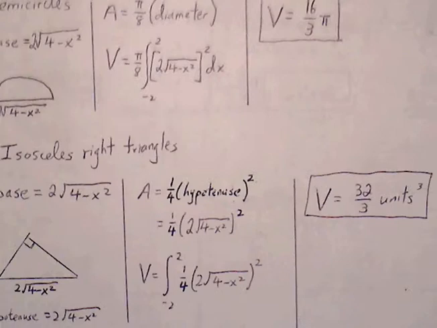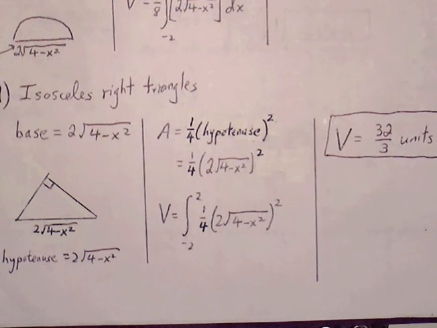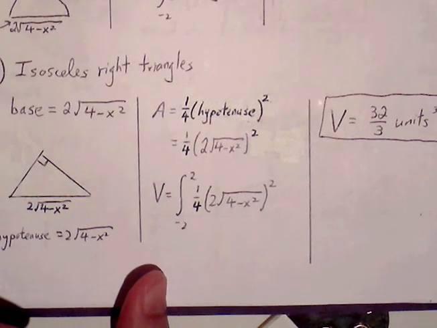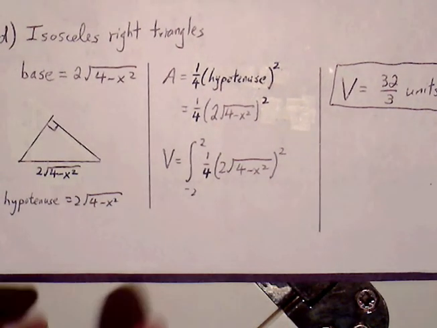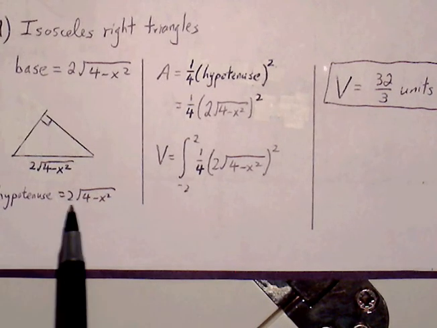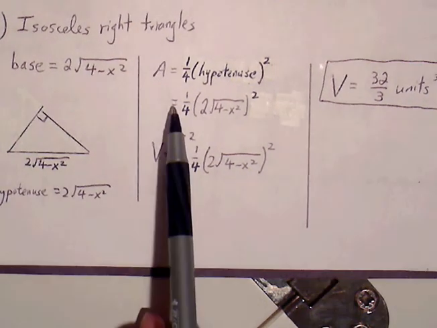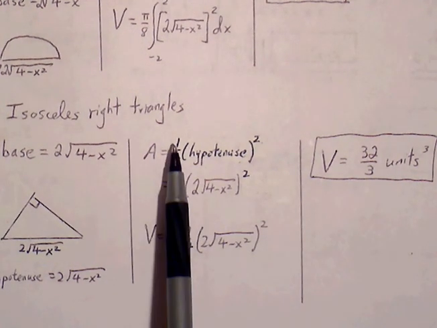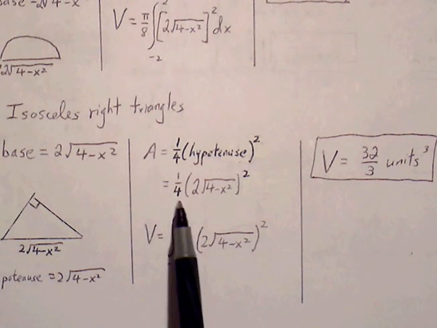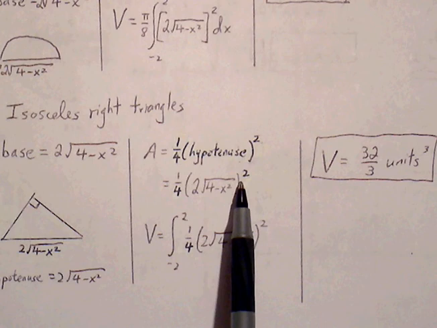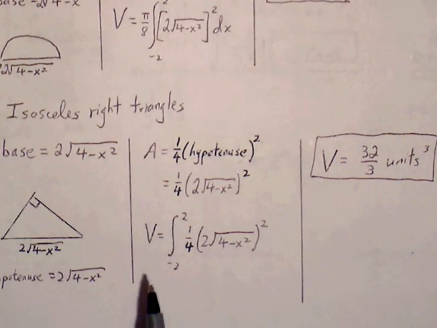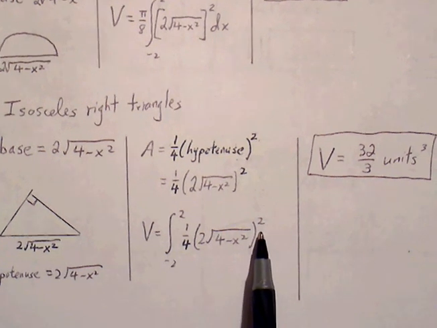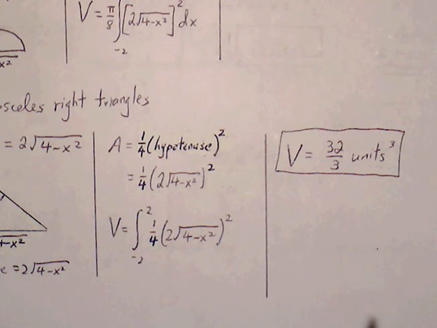Okay, and finally, part D, isosceles right triangle with the hypotenuse on the base, with the base being the hypotenuse. And so we have the hypotenuse now representing the base, 2 root 4 minus x squared. The area formula for an isosceles right triangle using the hypotenuse is 1/4 hypotenuse squared. So 1/4 times 2 root 4 minus x squared quantity squared. We can evaluate the bounds from negative 2 to 2. Plugging into our calculator, we can get 32 over 3 cubic units.